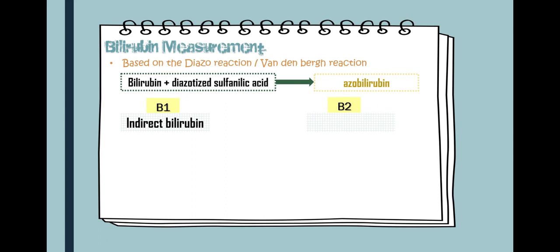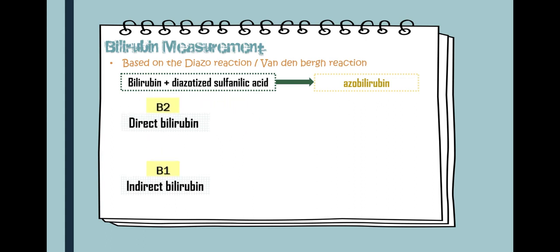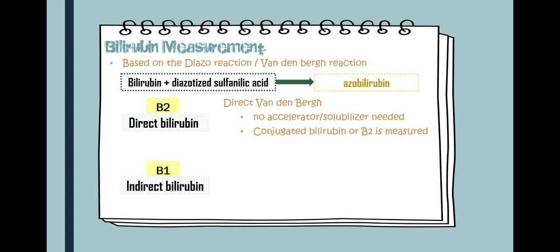B2, on the other hand, is measured via the direct Van den Berg reaction, and also the reason why your B2 is also known as the direct bilirubin. So how do we differentiate that of the direct and the indirect Van den Berg reaction? So take note guys that for the direct Van den Berg reaction which measures your B2, there is no accelerator or solubilizer needed, and thus your B2 will be directly reacting with the diazotized sulfonilic acid.